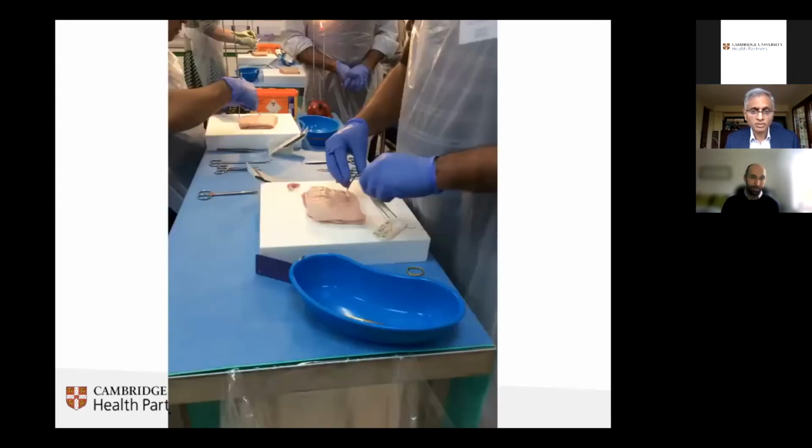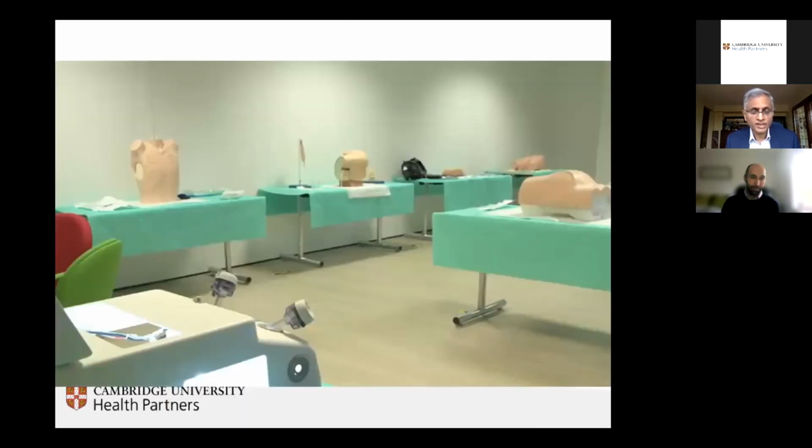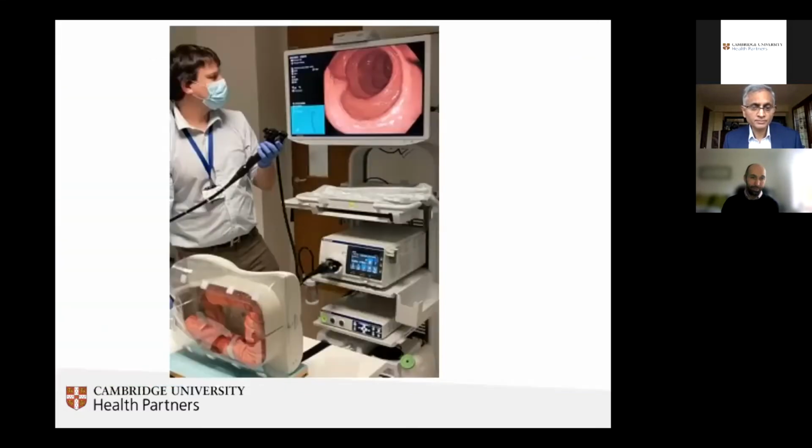So just a few examples. This is a bit of porcine tissue where surgeons are practicing their basic surgical skills in stitching and other things. These are some task trainers which allow practice for insertion of chest drains or taking fluid out of someone's back, or other practical procedures that are appropriate to the task trainer.